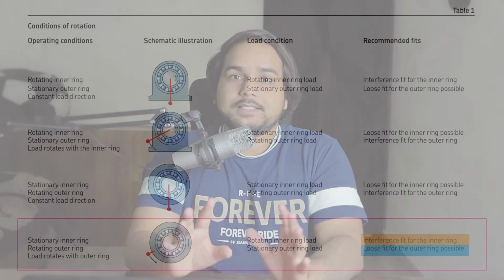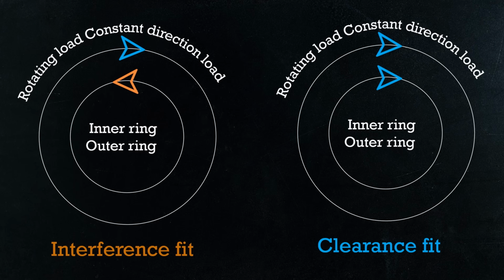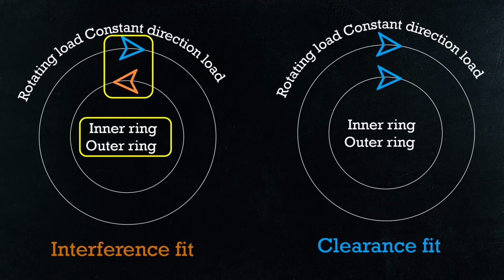Now, look, this seems complicated, but this is very simple. You don't have to memorize this table. The bearing ring, either inner ring or the outer ring, the ring which has relative motion with the direction of load, either rotating load or the constant load, the ring should be interference fit. And another ring clearance fit is possible. I hope it's clear to you.